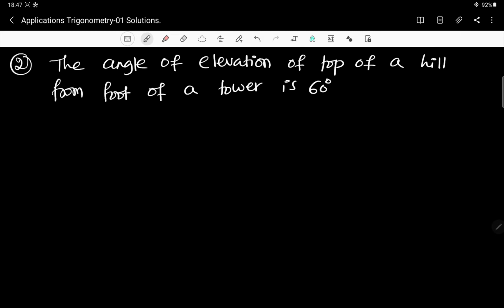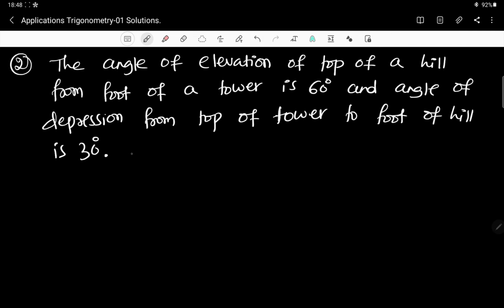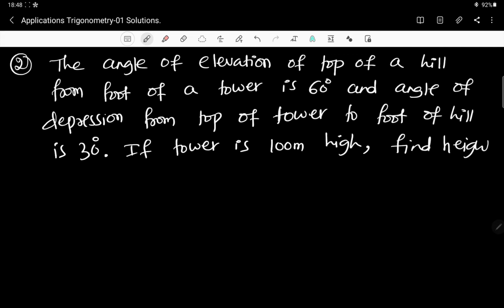is 60 degree, and angle of depression from top of tower to foot of hill is 30 degree. There is a depression also included here. If tower is 100 meter high, find height of the hill. Please write down this question.